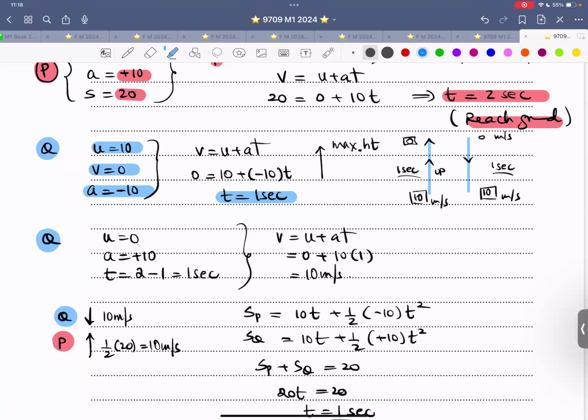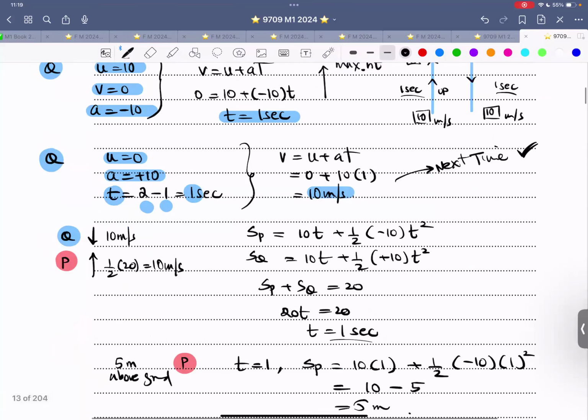I did it again. So now it's starting from 0, with 10 meter per second square, that is the acceleration downward. Time left is 1 second, 2 minus 1 is 1. Therefore, it again has a speed of 10 meter per second. Next time, take it for granted. Next time, just use this value because it's a symmetrical rule that always happens.